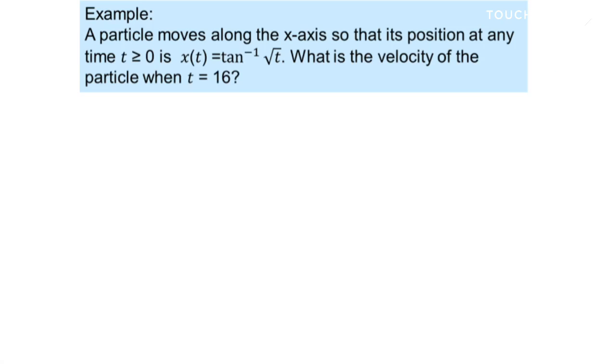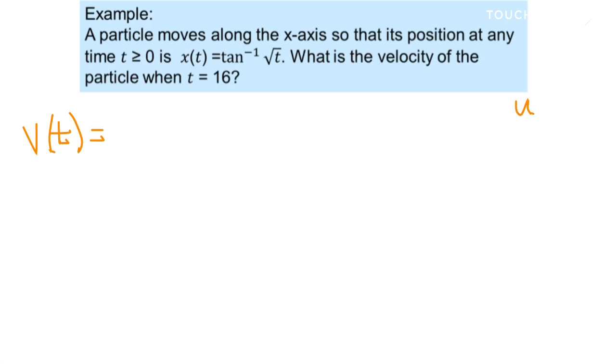Here I have a particle moving along the x-axis. I know its position function, x of t, is inverse tangent of square root of t. I want to know the velocity of the function when time equals 16. So I can find the velocity function. That's the derivative of position. So v of t is going to equal, how do I take the derivative of inverse tangent?